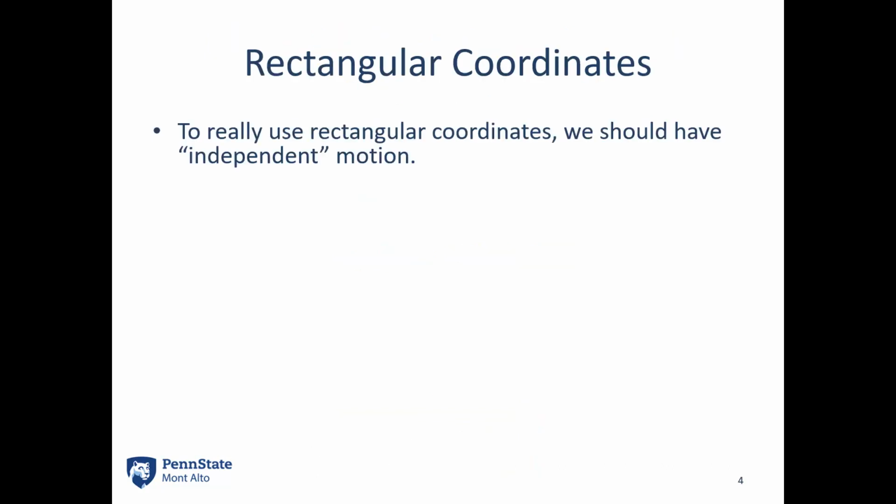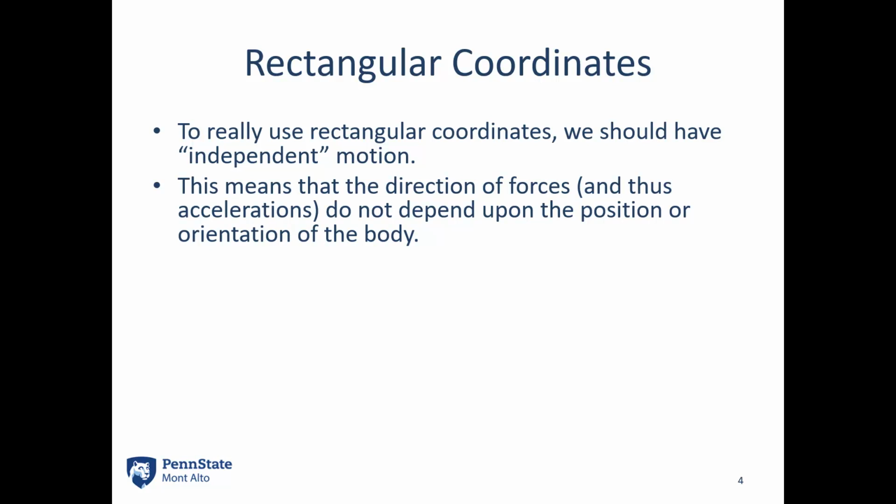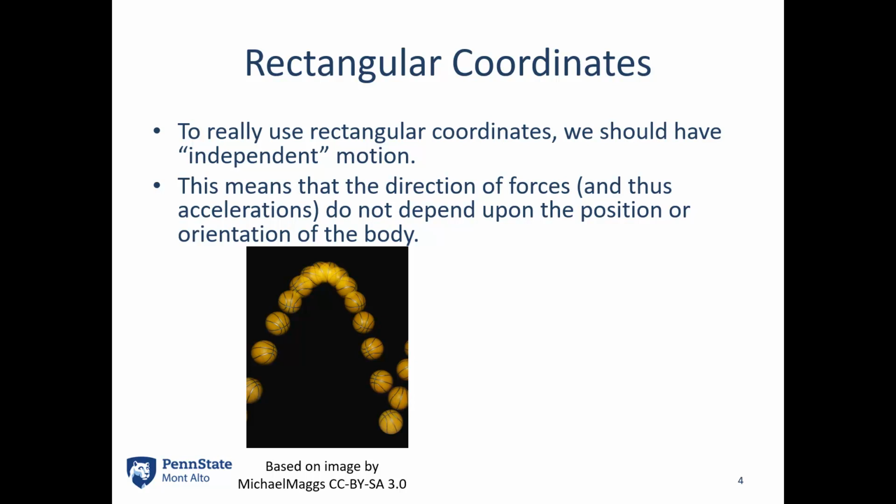To really utilize rectangular coordinates, we should have independent motion. That's when it works best. We can always use it in any case, but it might get really complicated in some cases. So what do I mean by independent motion? This means that the direction of the forces, and thus the direction of the accelerations, do not depend upon the position or orientation of the body. An example of this is projectile motion. This is where most of our rectangular coordinate system problems are going to lie. As a body moves through the air, it's following a curved path, but the gravity force is going to be the same no matter where the object is. The gravity force is always pointing down, and it's going to have a uniform direction throughout the whole process of the basketball moving through the air.